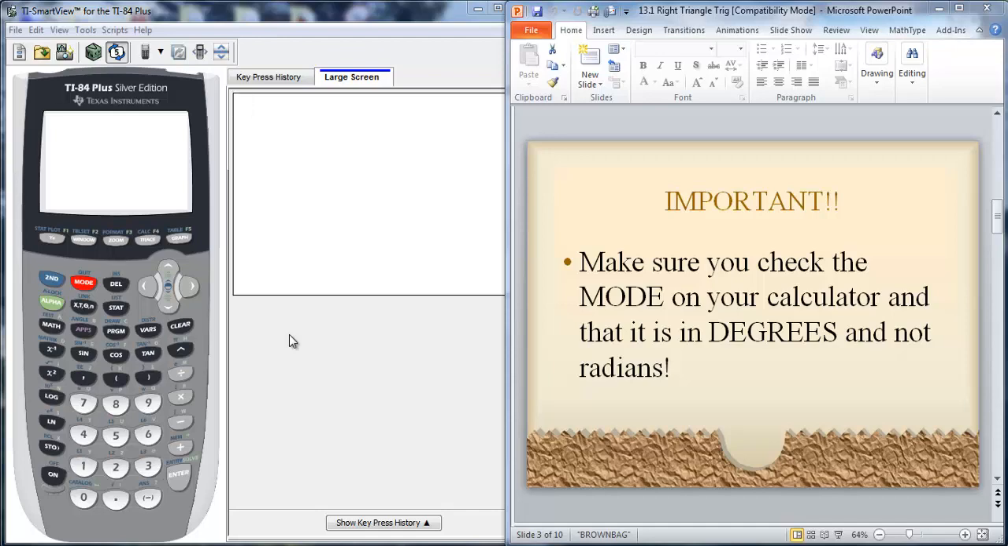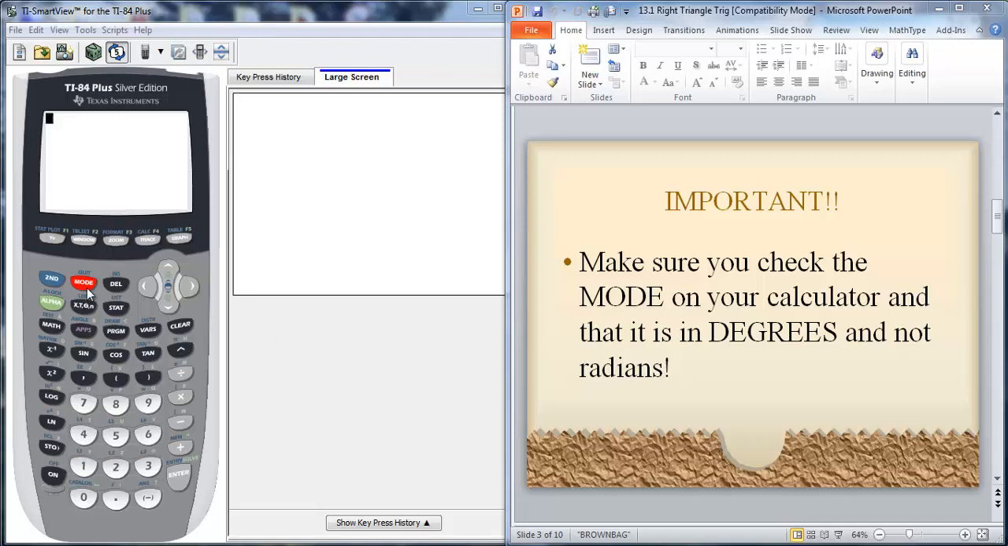So what we want to do is make sure that our calculator is in degrees. When degrees are given, we should be in degree mode. If radians are given, we should be in radian mode. If we aren't in the right mode, we get the wrong answer. So probably important to make sure you're in the right mode. So let's do that first.